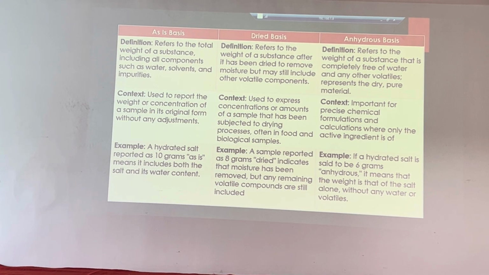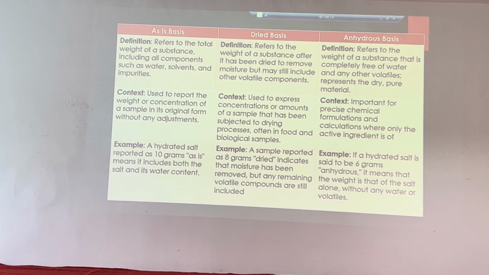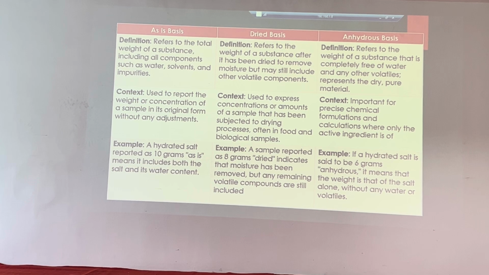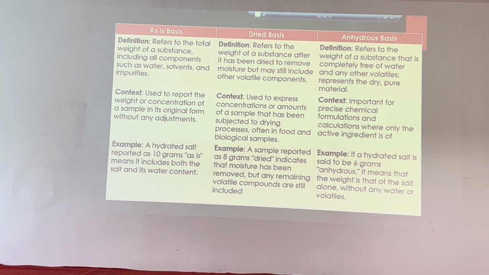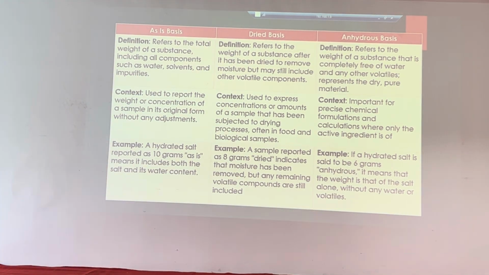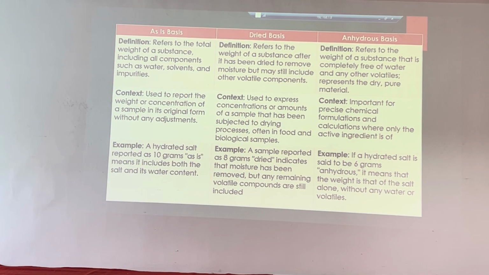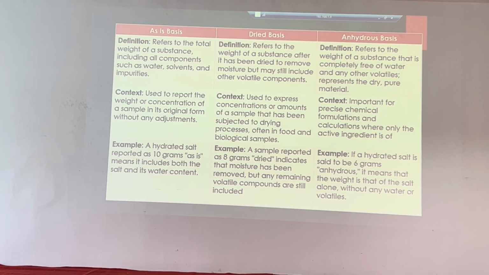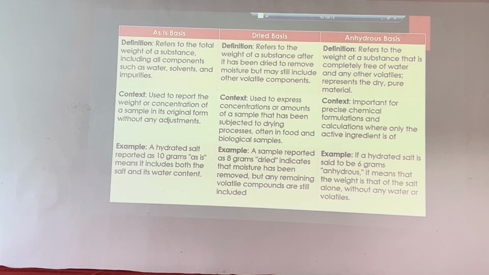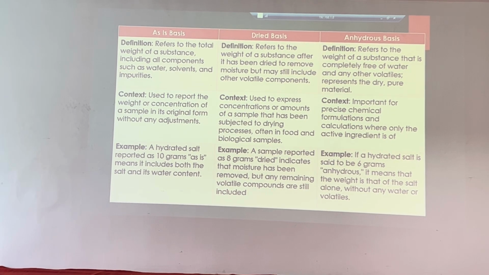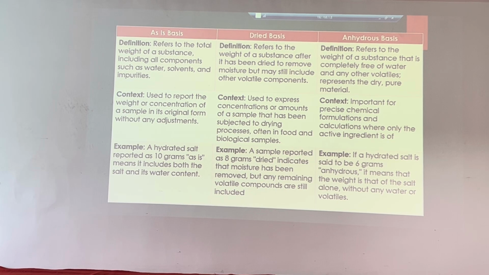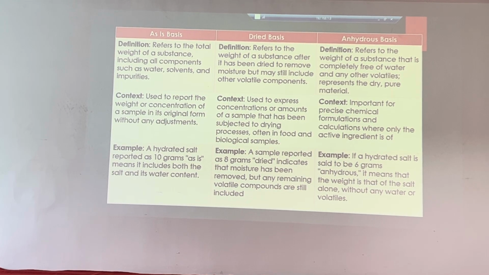While anhydrous basis means where there is a volatile, it represents a dry pure material. It refers to the weight of a substance that is completely free of water and any other volatile present, the dry pure material. So in a simple form, if you have any water which is present in the molecule, you can remove it with the anhydrous basis. Means if you are removing the water which is having the volatiles. A dried basis means simply if you are doing the LOD, if you are removing the LOD.